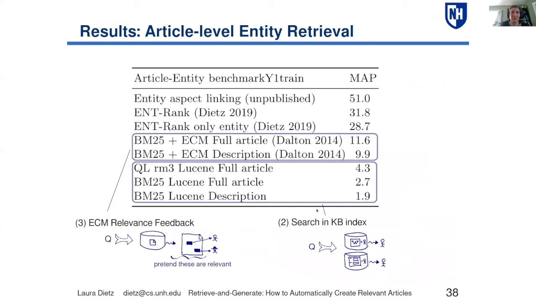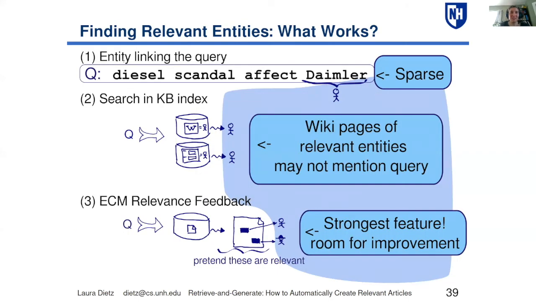All right. So what we take away from this is, among these three sources of information, this relevance feedback idea is actually the strongest feature. And that's a result that we find again and again and again, looking at various different collections. And the reason is, well, entity linking the query, yeah, you can do it, but it doesn't give you a lot of information. It's really sparse information. And searching in a knowledge base index helps sometimes, but honestly, many Wikipedia pages may not even mention the query. And often you have this asymmetry.